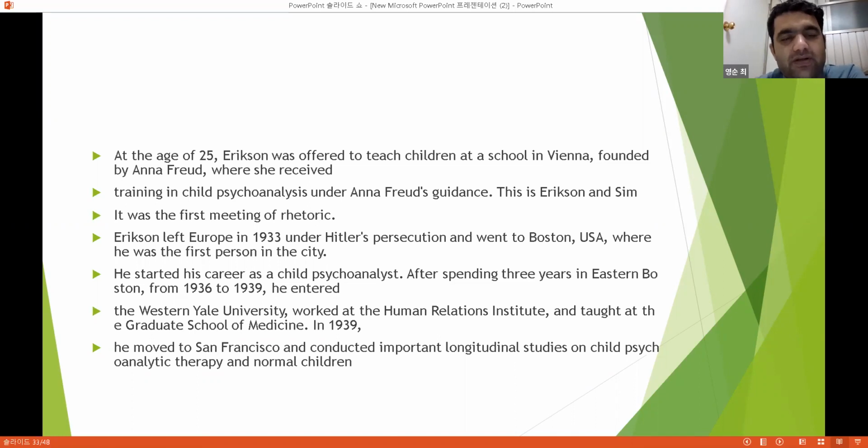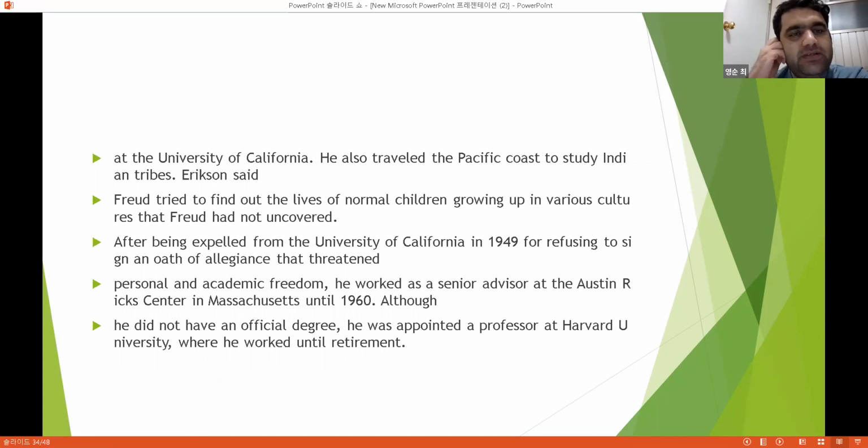He entered Yale University, worked at the Human Relations Institute and taught at the Graduate School of Medicine until 1939, when he moved to San Francisco, where he conducted an important longitudinal study on child psychoanalytic therapy and normal children at the University of California. He also traveled to the Pacific Coast to study Indian tribes, trying to find the lives of normal children growing up in various cultures.